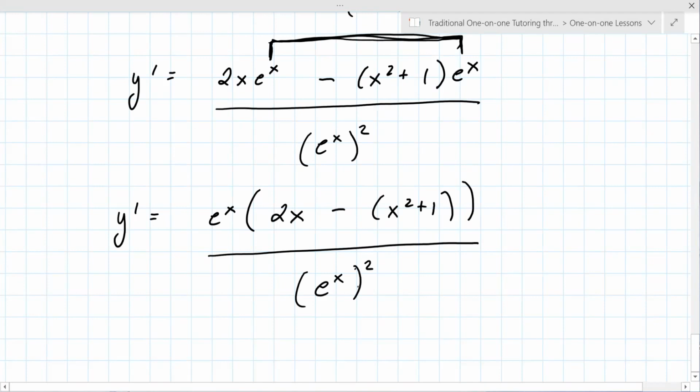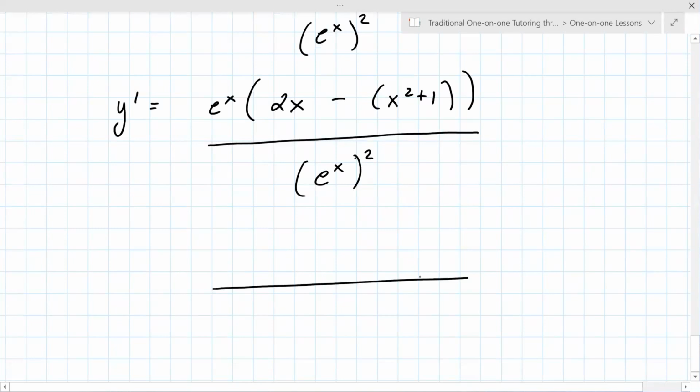Now on the bottom here, this is critical. This e to the x squared on the bottom really means e to the x times e to the x, and you have another one up top.